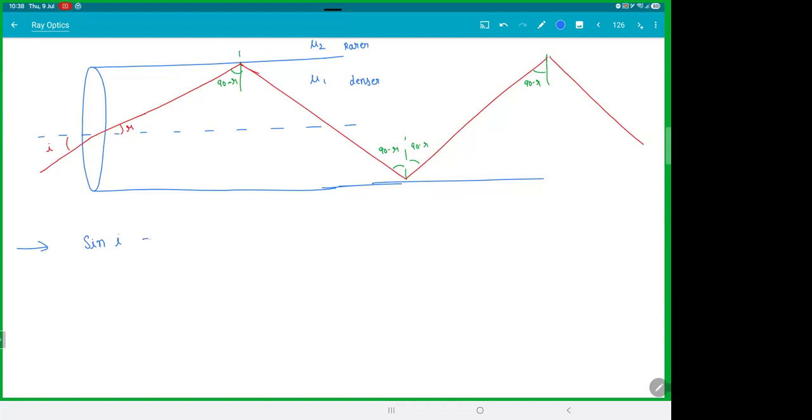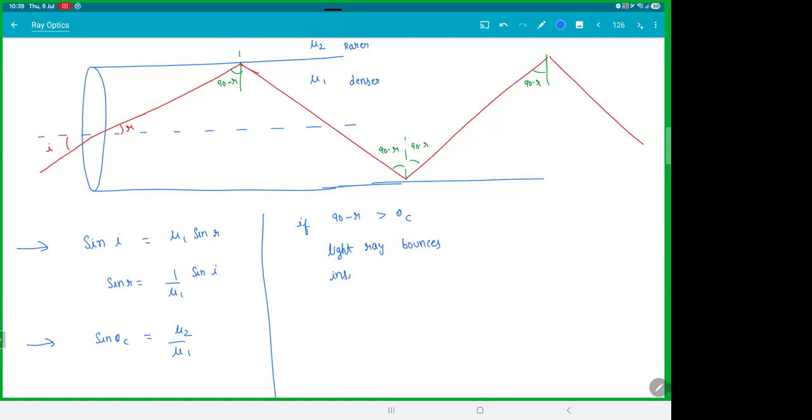So when you use Snell's law here, sin I is equal to mu1 sin R. That's your equation 1, and we have sin R is equal to 1 by mu1 sin I. The second thing, sin theta critical will be mu2 by mu1. Now, if you want the light ray to bounce inside, 90 minus R must be greater than theta critical. Whatever you're talking and all, these electric signals are converted into light and then transmitted inside. So this is basically your TIR.